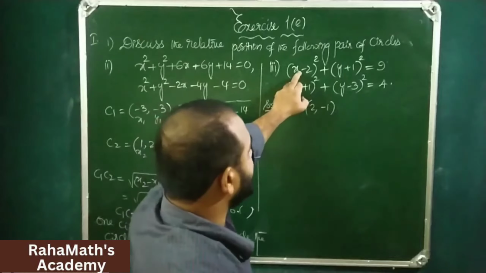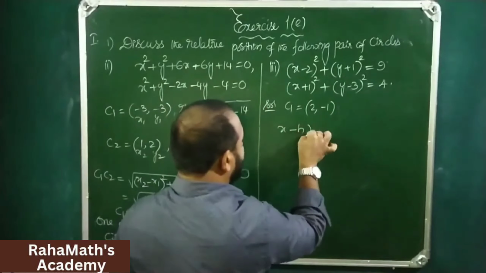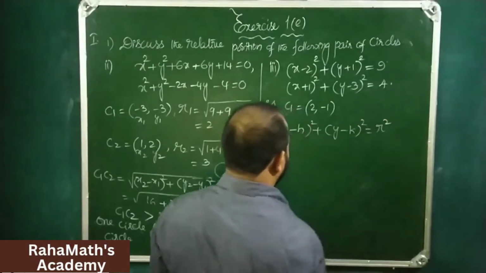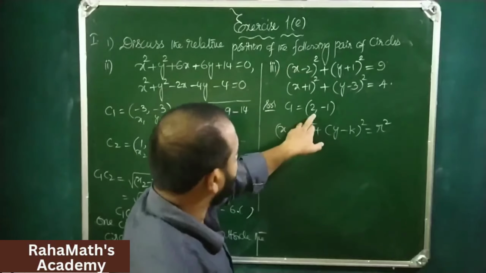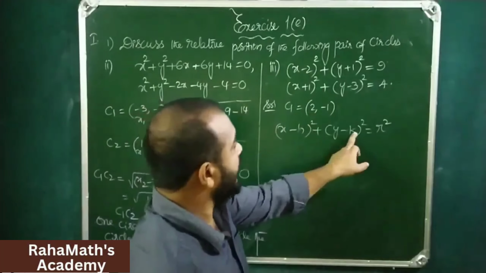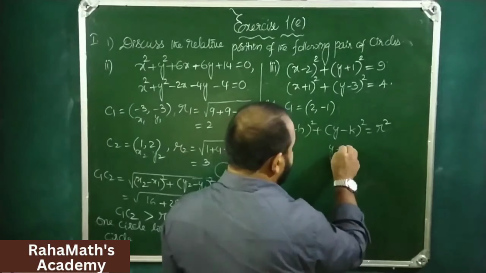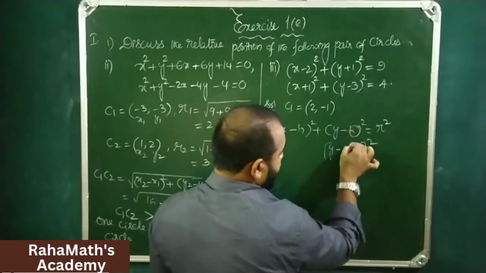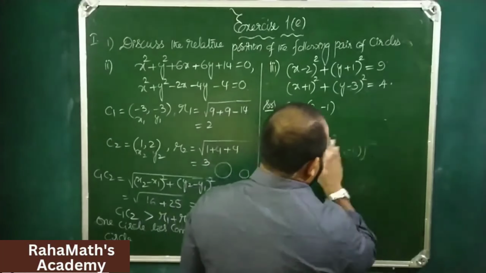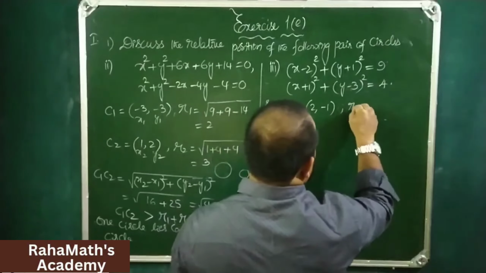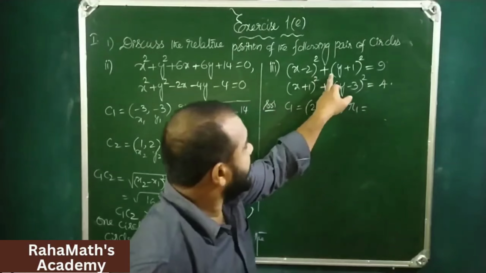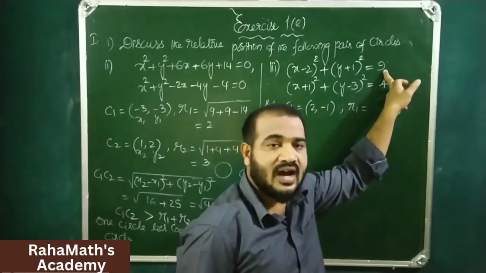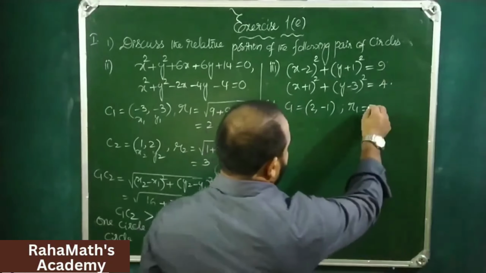This should be compared with (x minus h) whole square plus (y minus k) whole square equals r square. So in the place of h we see 2. And y plus 1 can be written as y minus of minus 1, so in the place of k, minus 1. So that is the center. And what is the radius? R square is equal to 9, r is 3. So R1 is 3 here.